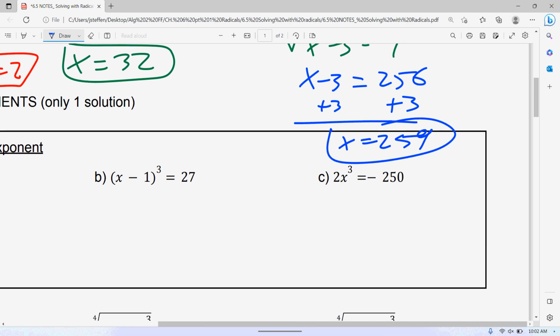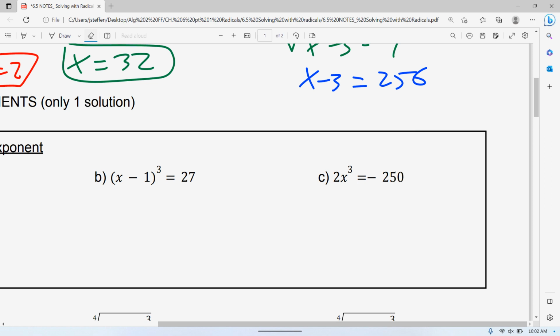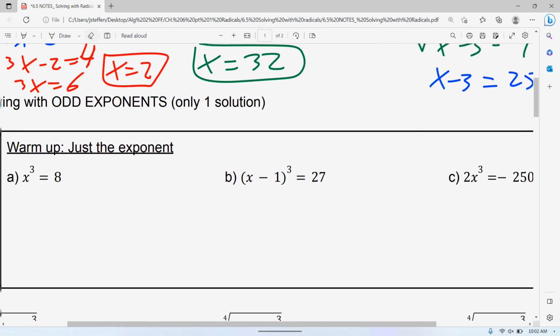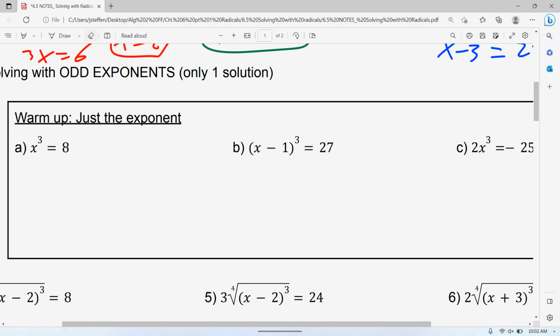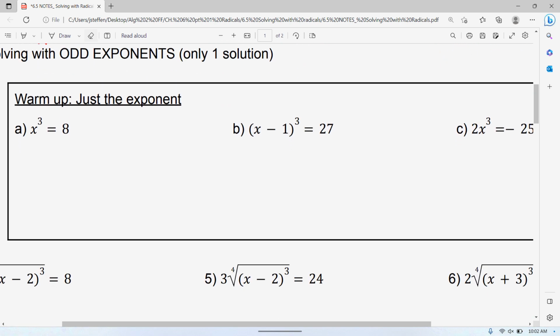So now we're going to switch gears a little bit, and we're going to go into problems that have a radical and an exponent in the same problem. So just to get a warm up, we're going to do ones with just the exponents, not the radicals. Now again, if there's an exponent, this is where you need to check if it's even or odd. If it's odd, there's only one solution. That's what all these are. So all these are odd exponents. That's how I split it up.